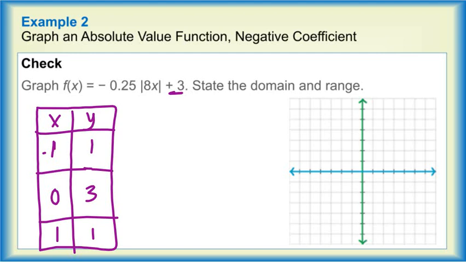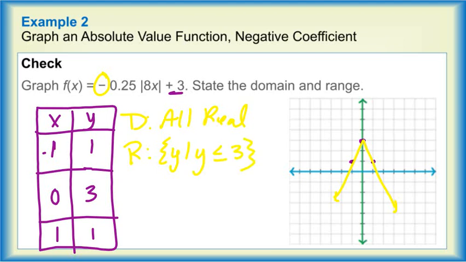Now I have enough coordinates to put our points down. So I have (0, 3). (0, 3) would be here. That's our vertex. We would have (-1, 1) and (1, 1). Draw our graph now. It opens downward because of that negative. So again, our domain is all real, and our range is y such that y is less than or equal to 3.